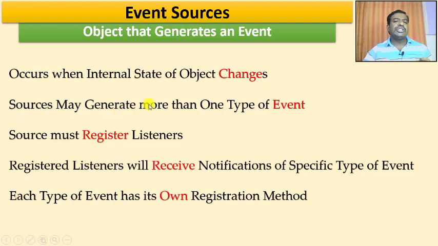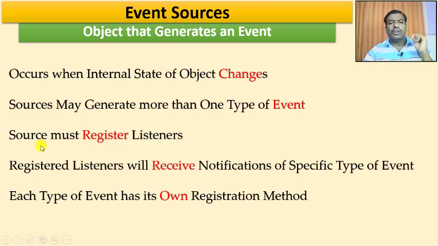And sources may generate more than one type of event. So pressing the mouse button can activate a text field. Pressing a mouse button can activate a button or click the button, or pressing a mouse event, I can close a window. Hence, a single source may generate more than one type of event, and all these sources must be registered with the listener.